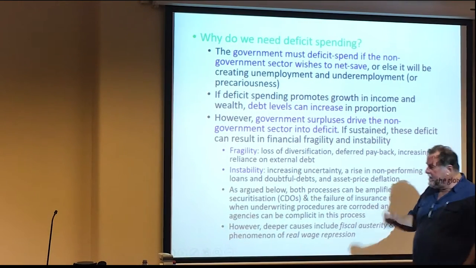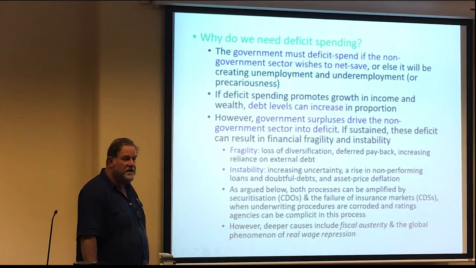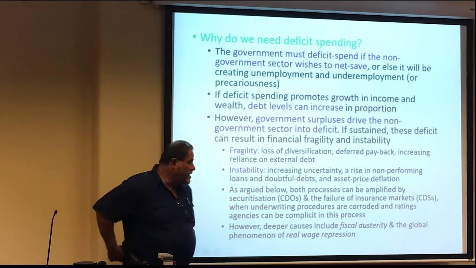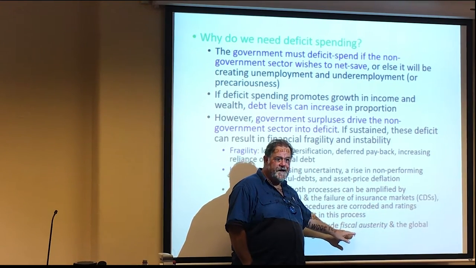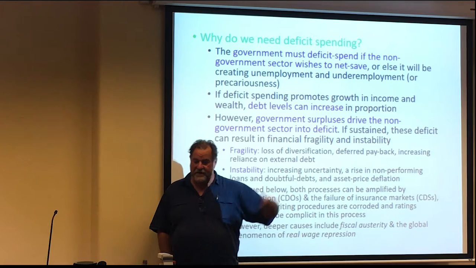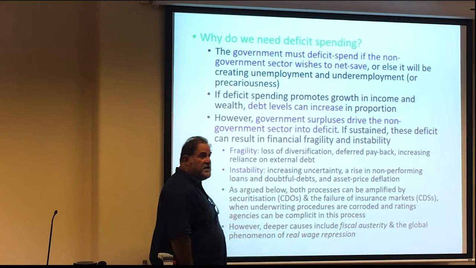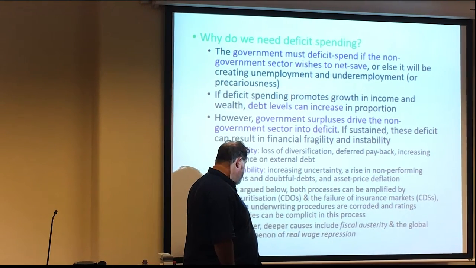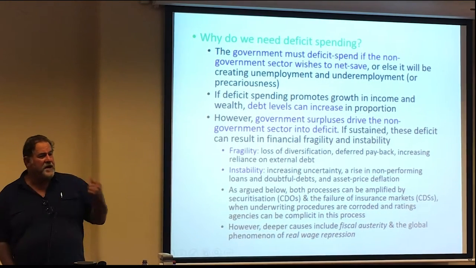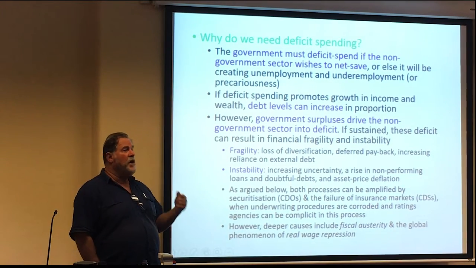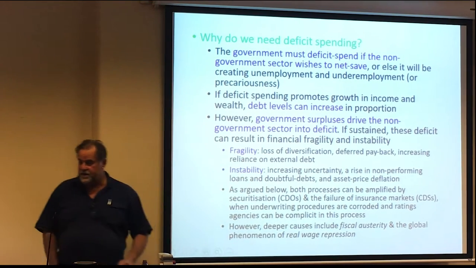But as MMT advocates, we say, well, securitization is really a bit of an epiphenomenon, and there are deeper processes going on that explain the global financial crisis. So these deeper causes include fiscal austerity, the fact that governments have been reneging on their responsibility to deficit spend, to achieve full employment, and to invest in desired infrastructure. And also, globally, we're experiencing this phenomenon of real wage repression, where wages are not keeping up with productivity growth, and what that means is that the wage share of income is getting smaller and smaller and smaller.